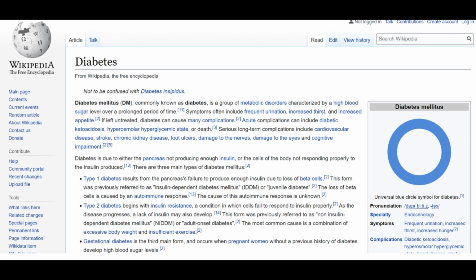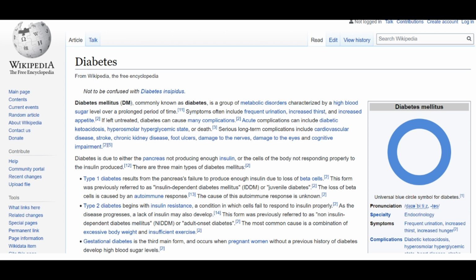There are three main types of diabetes mellitus. Type 1 diabetes results from the pancreas's failure to produce enough insulin due to loss of beta cells. This form was previously referred to as insulin-dependent diabetes mellitus, IDDM, or juvenile diabetes. The loss of beta cells is caused by an autoimmune response. The cause of this autoimmune response is unknown.